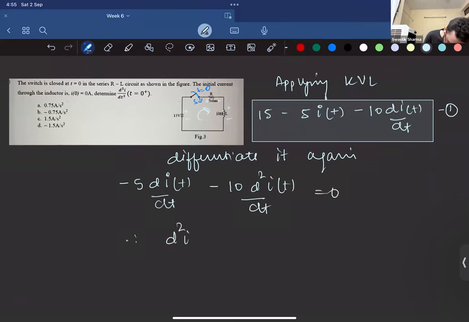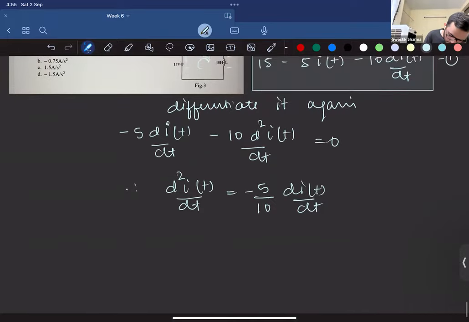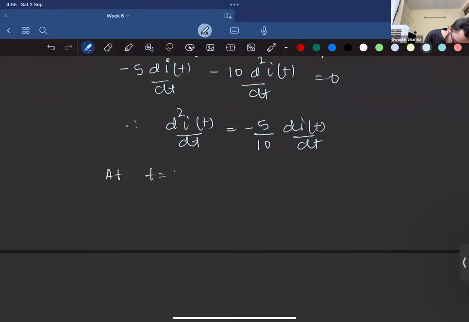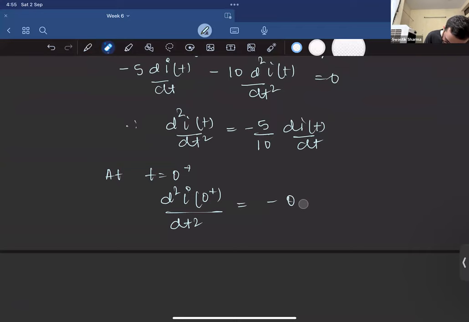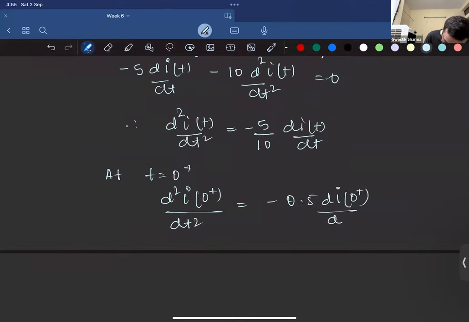Therefore, d²i/dt² is given by minus 5 by 10 di/dt. Now, at t equals 0 plus, we are required to find d²i(0+)/dt², which is equal to minus 0.5 di(0+)/dt.